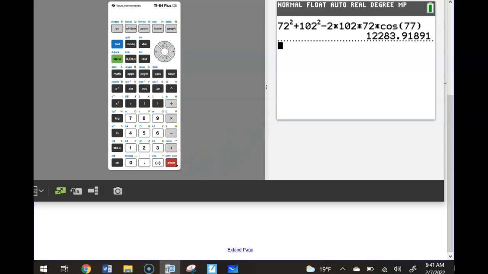So I got 12,284 almost. Is that the answer? Is that how far apart the ships are? That's the c squared. So we still need to square root that. So when we square root that, I got 110.8.